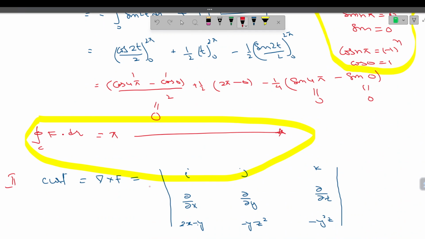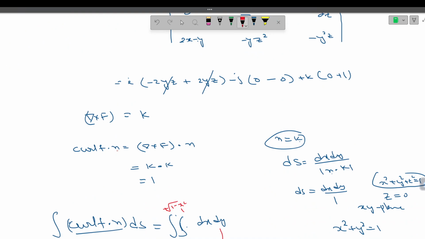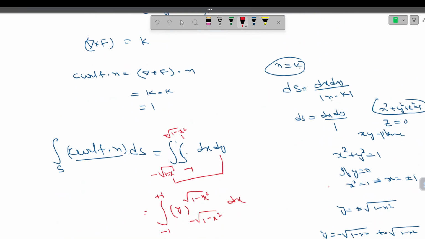Now curl F. Del cross F we got equal to k. Del cross F dot n equals k. n equals k here. So dS equals dx dy by n dot k. What is n? n is k. k dot k is 1. So dS equals dx dy. So we got this. Now the limits of integration.